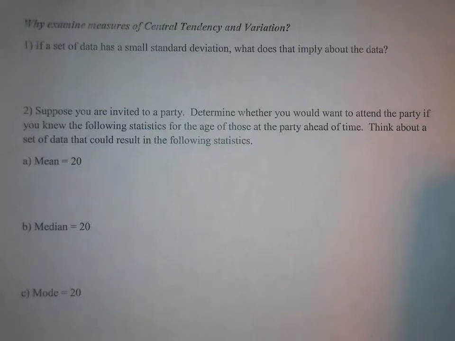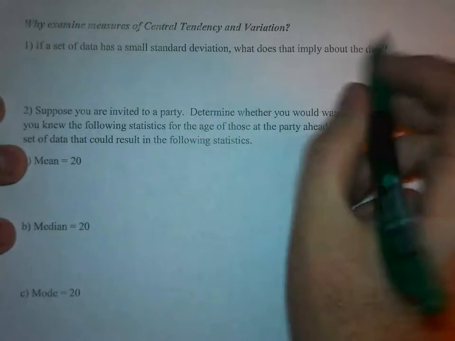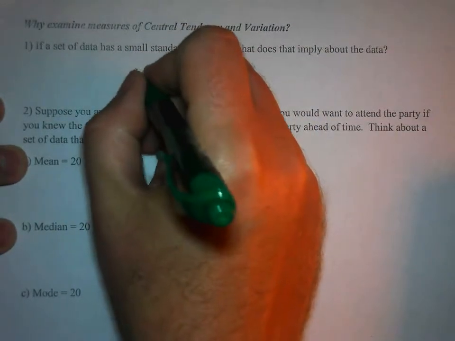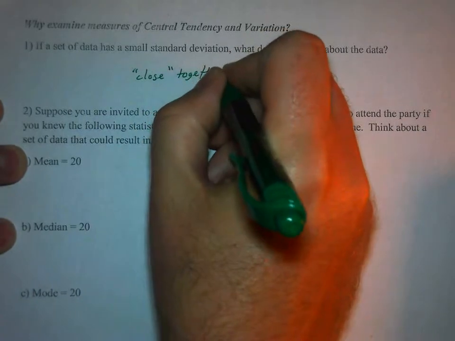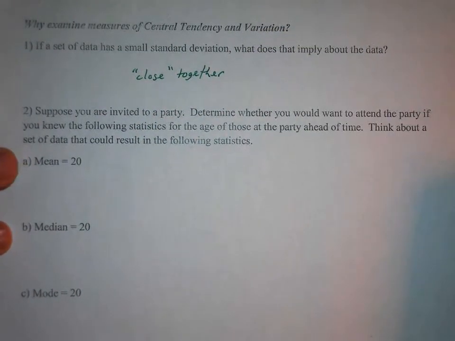Okay, so if a set of data has a small standard deviation, generally what you're saying about the data is that they are close together. Okay, so there's not a lot of variation within the data set. Well, I just want to point out that when we say small or close or large or far apart, it's all relative to the data set that you're looking at.